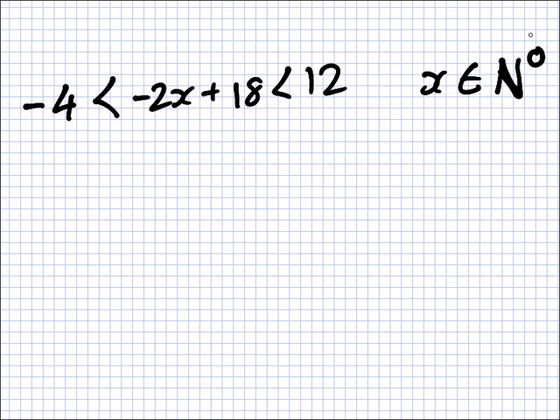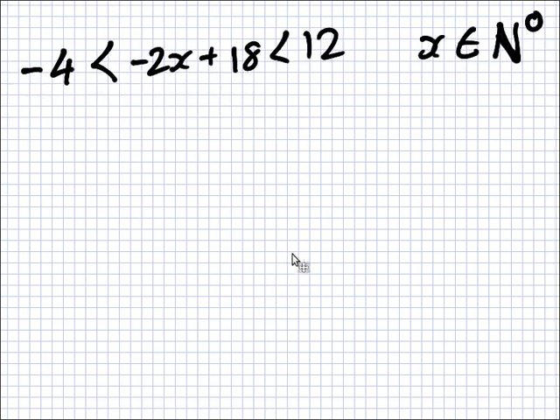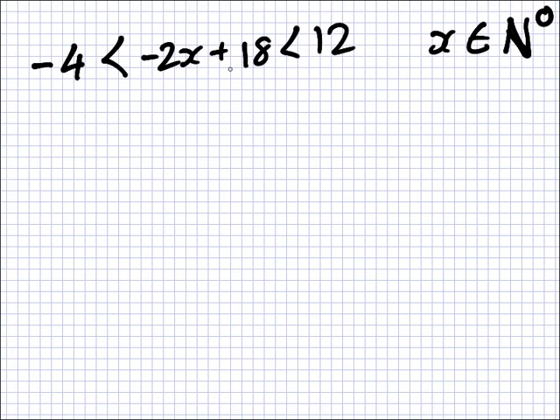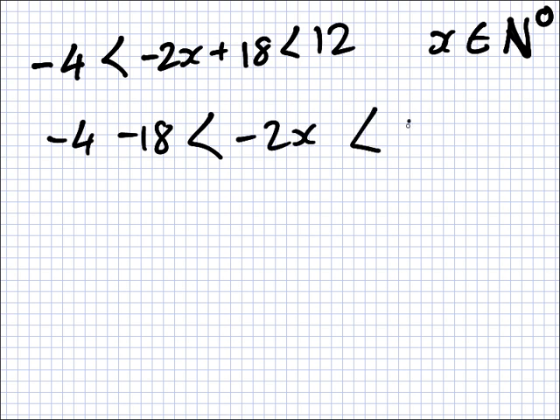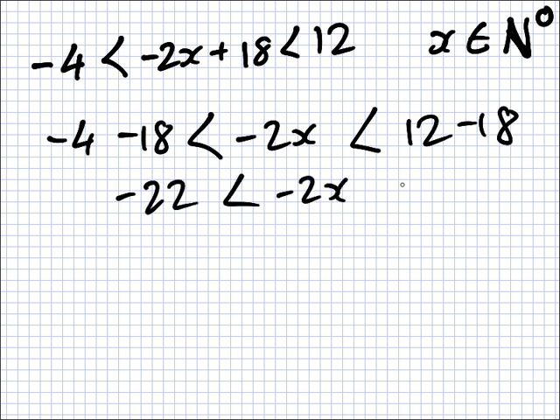There's two ways to do this one. I'll show you both ways. The first way to do this is to treat it all as 1, and the other way is to separate it. So if I treat this as 1, what I'll do is I'll minus 18 on everything. So I have minus 4 minus 18, minus 18 minus 18, gone, and then 12 minus 18. You see what I did? I applied a minus 18 to everything. So that's minus 22 less than minus 2x less than minus 6.